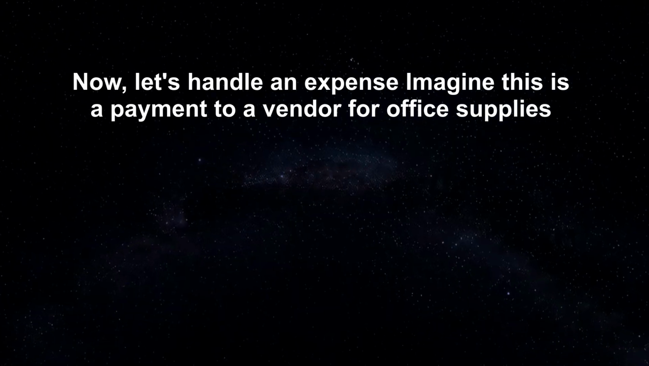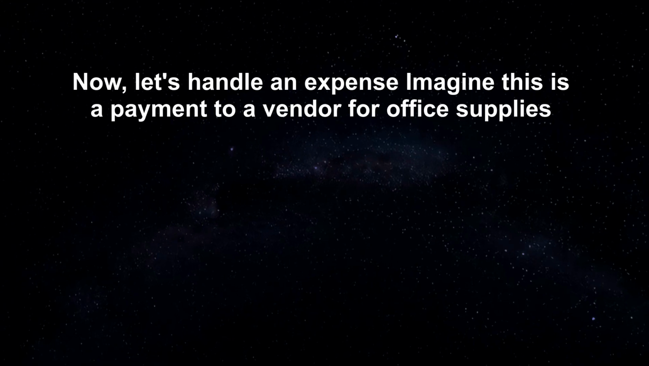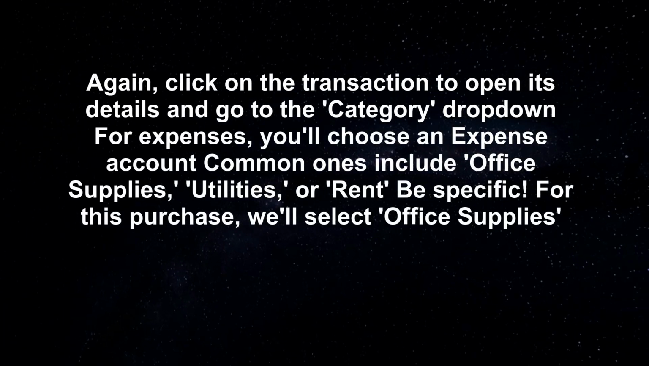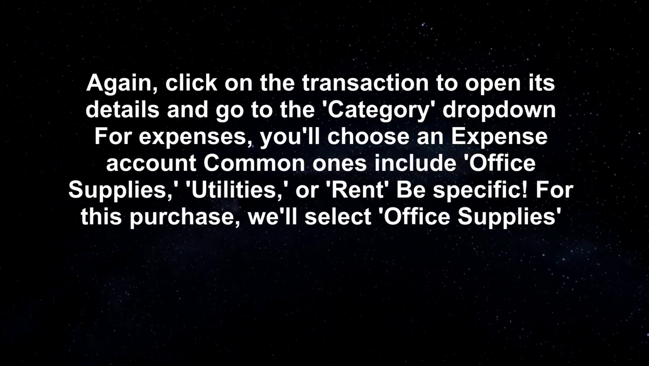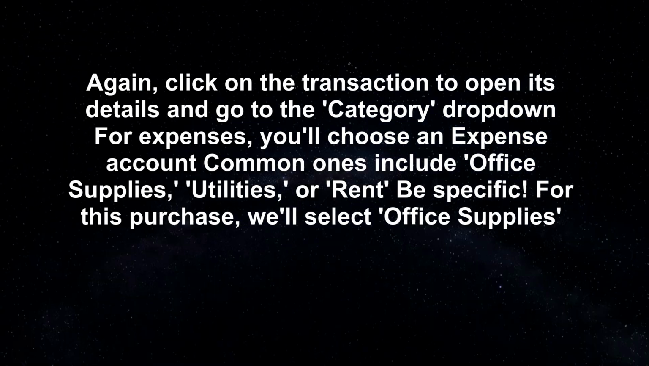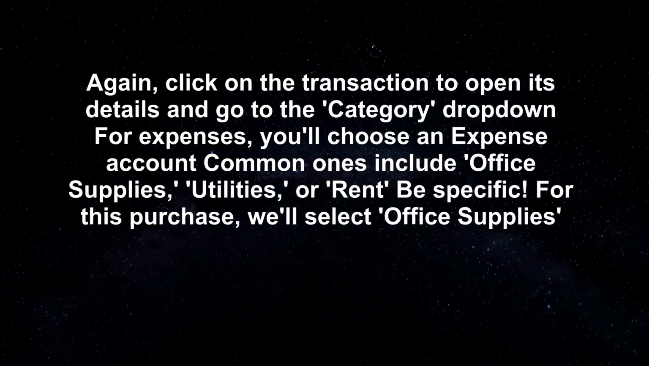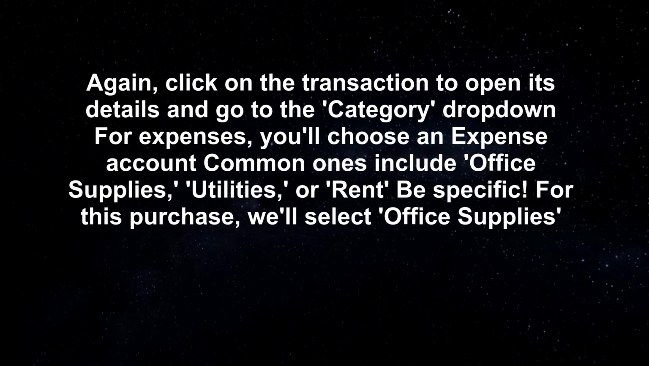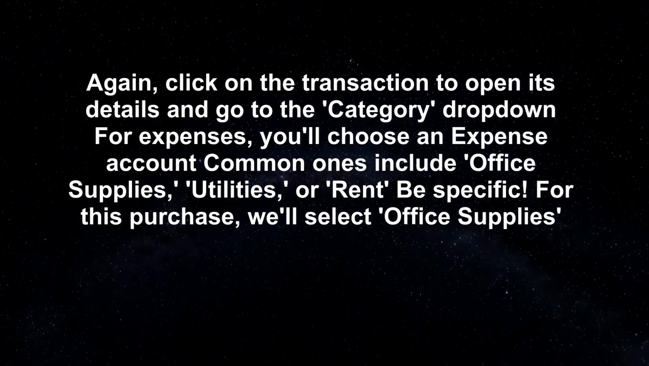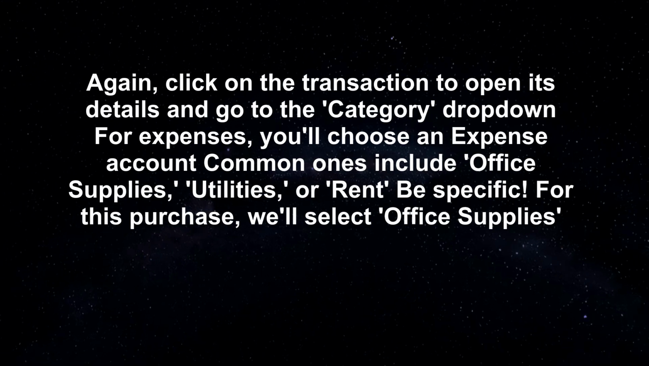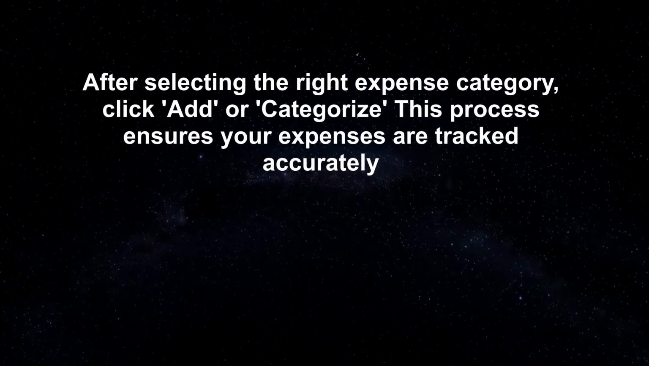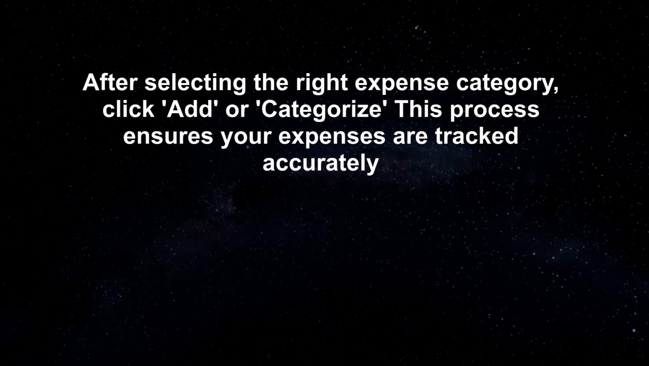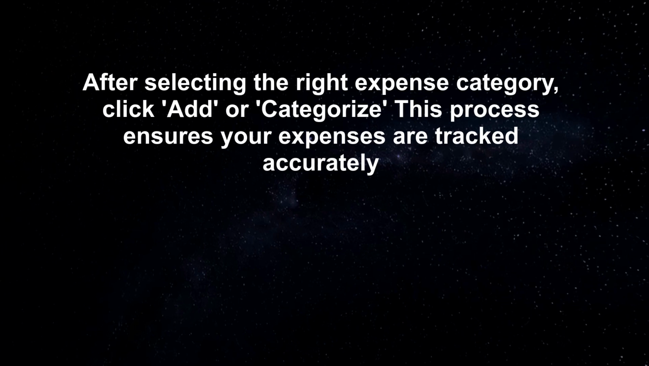Now, let's handle an expense. Imagine this is a payment to a vendor for office supplies. Again, click on the transaction to open its details and go to the category dropdown for expenses. You'll choose an expense account. Common ones include office supplies, utilities, or rent. Be specific. For this purchase, we'll select office supplies. After selecting the right expense category, click Add or Categorize. This process ensures your expenses are tracked accurately.